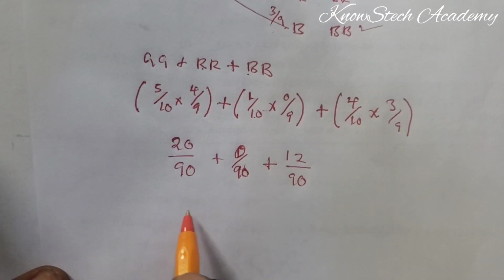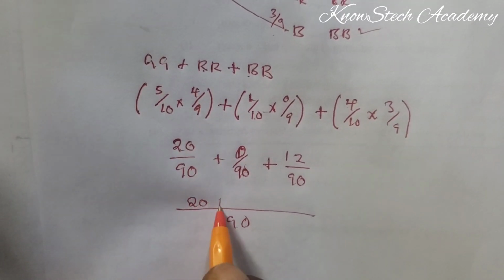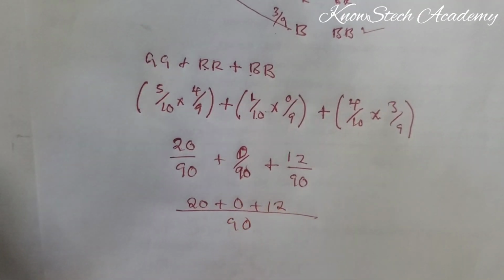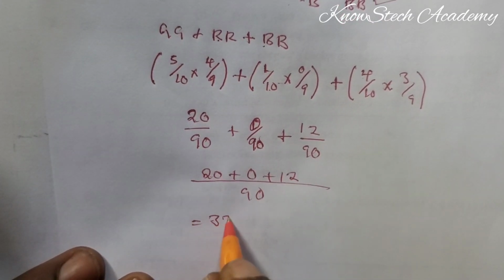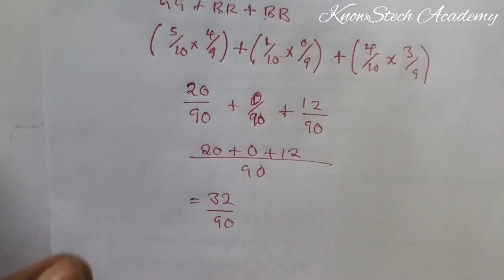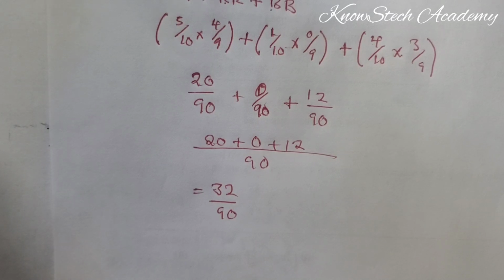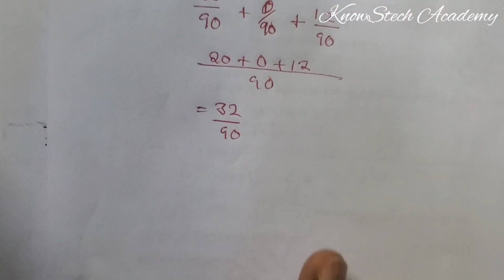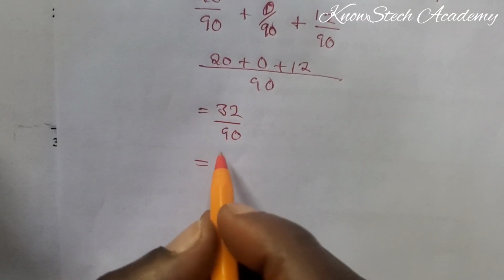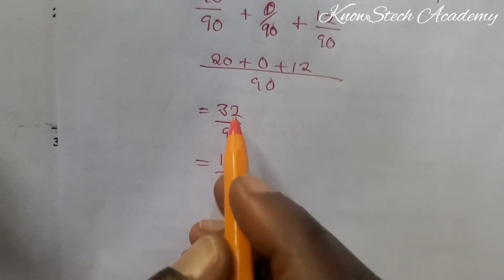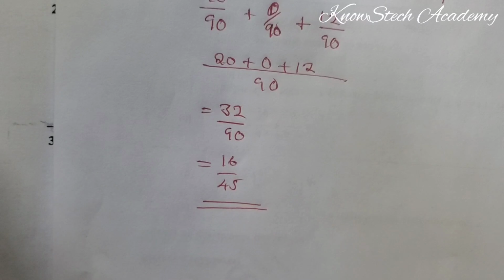Okay? So the common denominator here is 90. So we're going to add 20 plus this 0 plus 12. So this is giving me 20 plus 12 is 32 over 90. Now 32 over 90 in its simplest form, what are we going to have? Okay, so when you use a calculator, it's going to give 16 over 45, because 2 into 32 is 16, 2 into 90 is 45. Can this be reduced further?